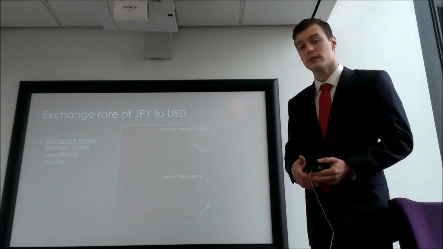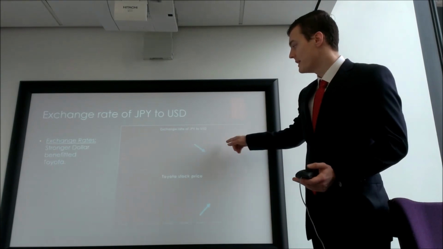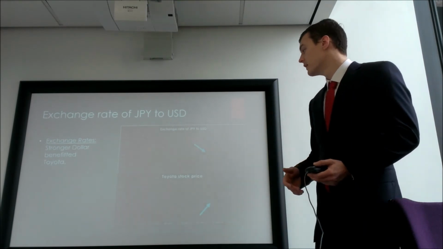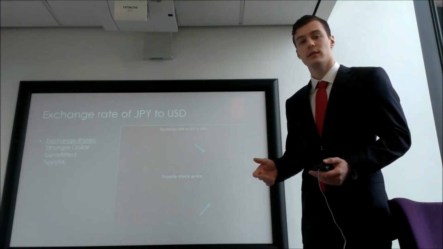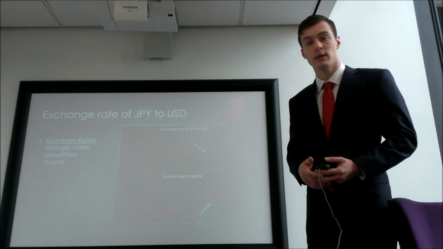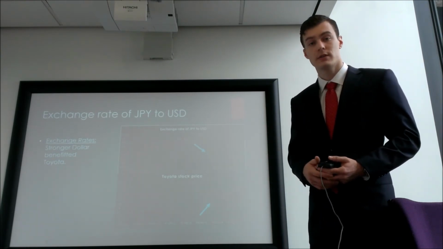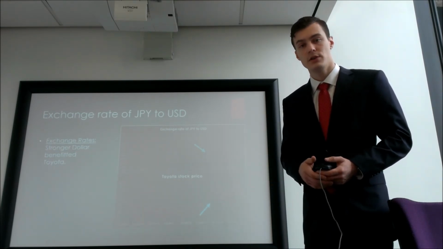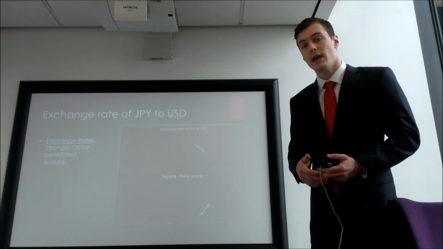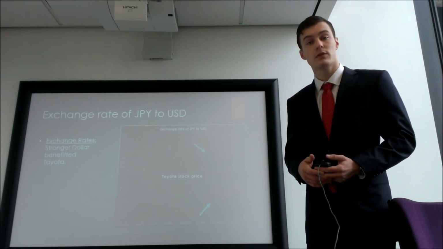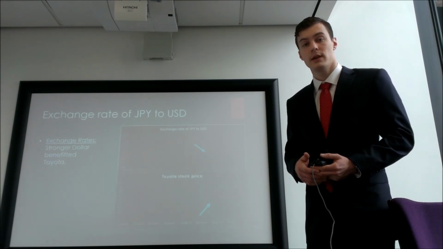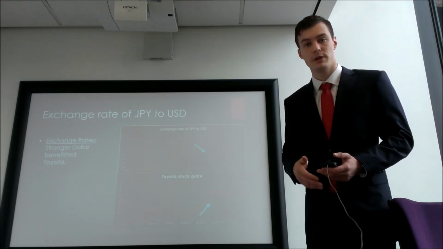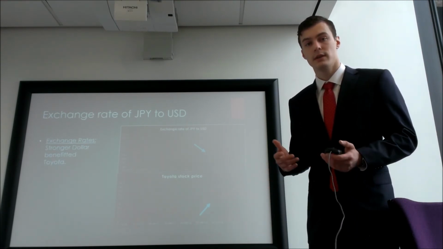Next, we have exchange rates. You can see here we have Japanese yen to US dollar, and then we have Toyota's stock price. As the Japanese yen fell in value to the dollar, Toyota's stock price increased. So why did this happen? Toyota, while it has much of its production in the US, continues to make vehicles in Japan. When the yen fell in value, those vehicles made in Japan were now cheaper. Toyota is able to ship those to the US, and from there their margins increased. The cheaper car sold for the same amount equals a larger margin.